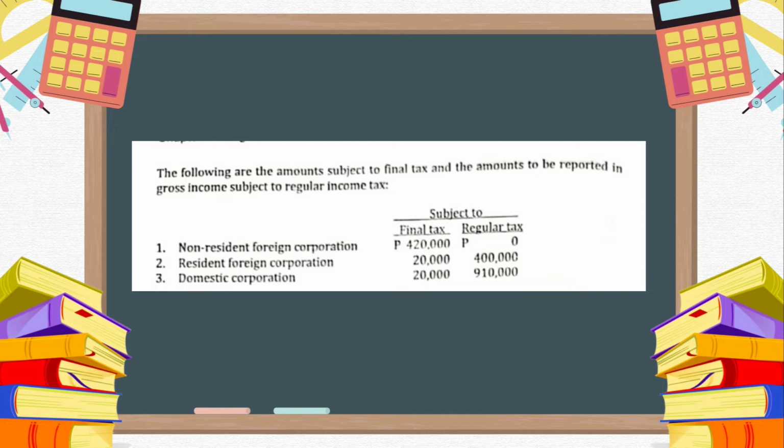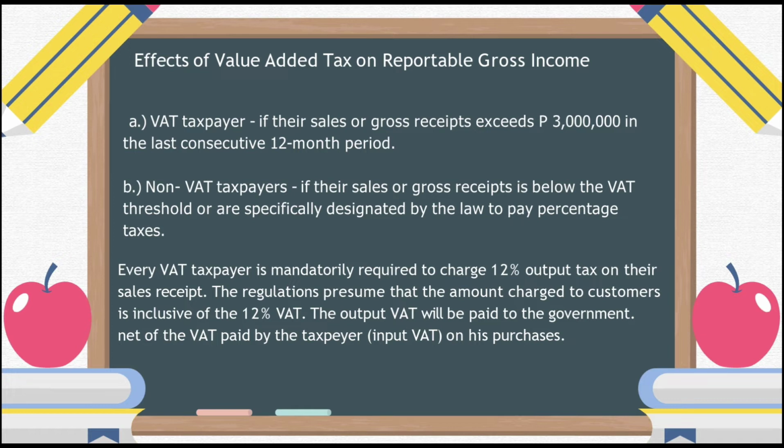The gross income of domestic corporations includes items of gross income subject to regular tax from sources within and outside the Philippines. Thus, 400,000 plus 500,000 plus 10,000. Effects of value-added tax on reportable gross income.